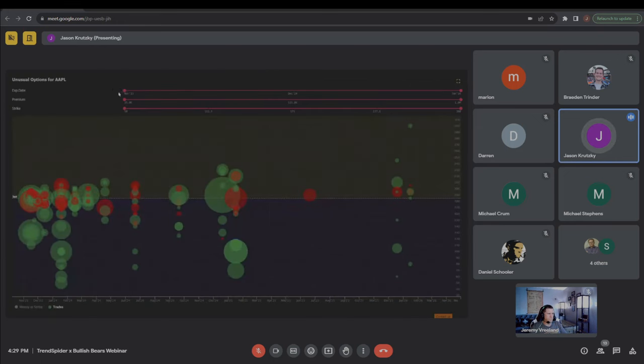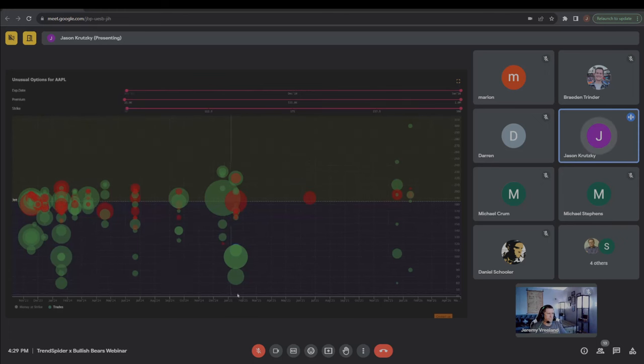You can filter this by expiration date. You can filter it by premium. You can filter it by strike. And this is, again, just very quick and easy. You can glance at this and say, do I see more green? Are there more calls going on? Are there more puts going on in the market?